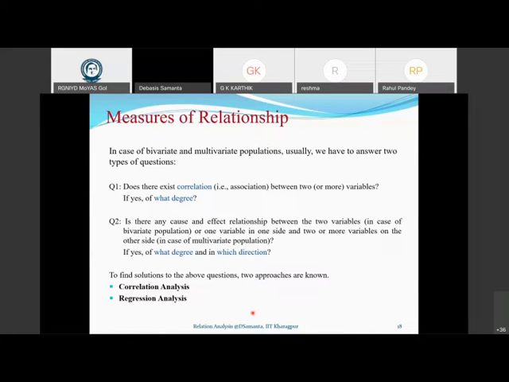One is that, given a bivariate population, you have to find whether there is any association between the variables involved. And second, if an association or correlation exists, then what is the degree of the correlation? Whenever degree is concerned, it has two important concepts: the value as well as the direction. We will come to the value and the direction shortly. To find whether any relationship exists and its degree, there are two broad approaches: correlation analysis and regression analysis.